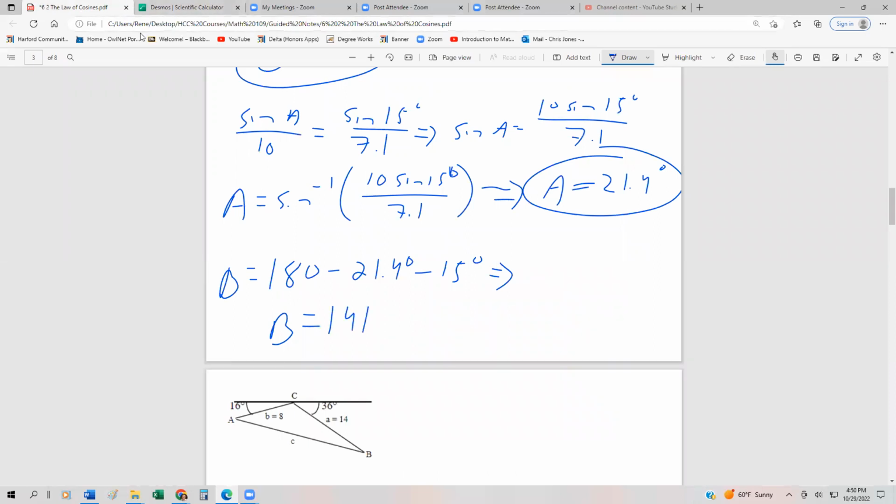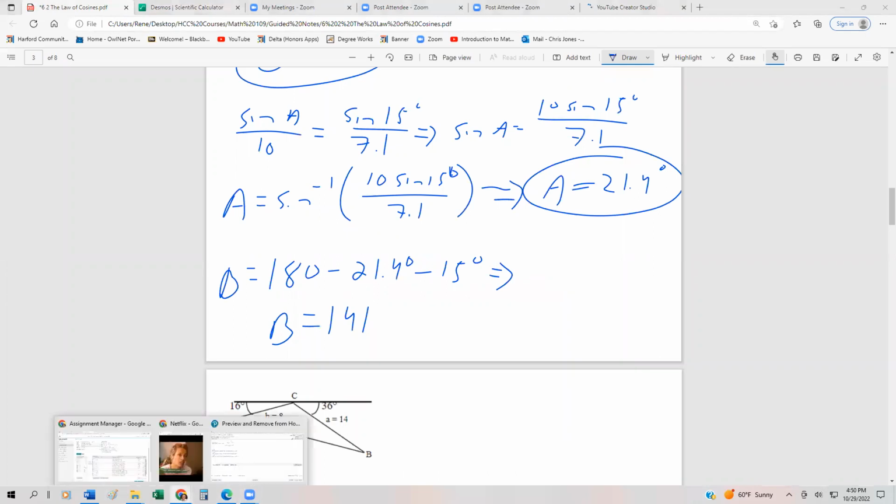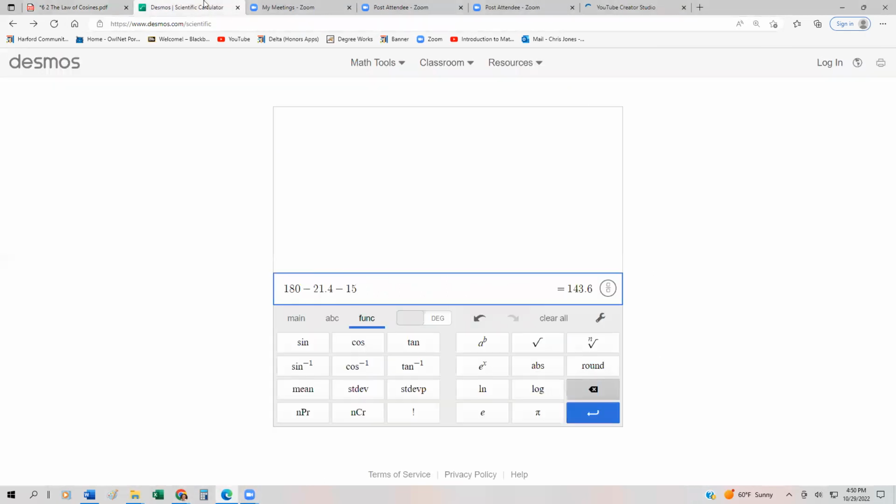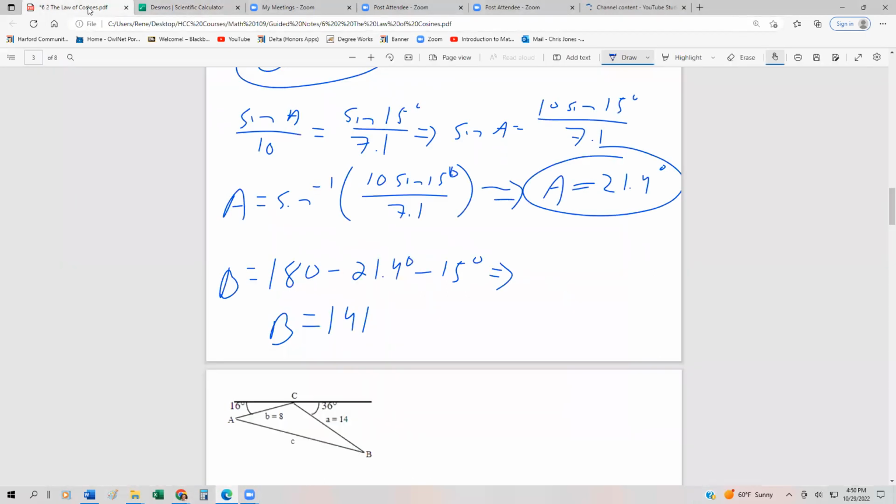So that's going to be 141 point... sorry, 141.4 or 143.6. And so that's going to be all the components of the triangle by using our law of cosines in tandem with our law of sines.